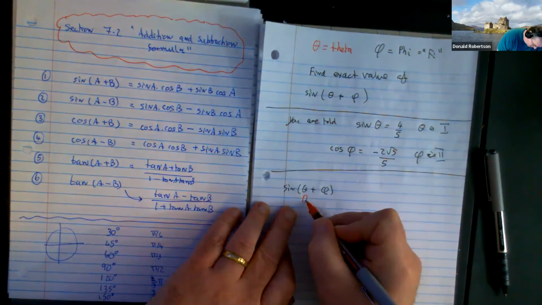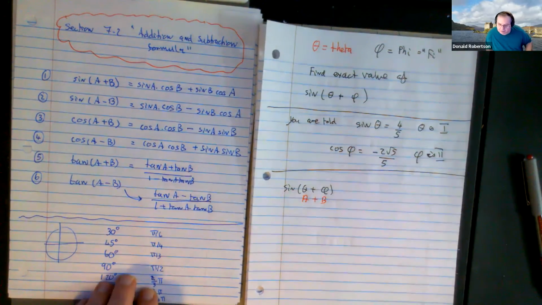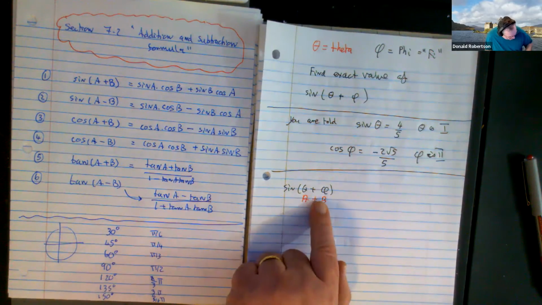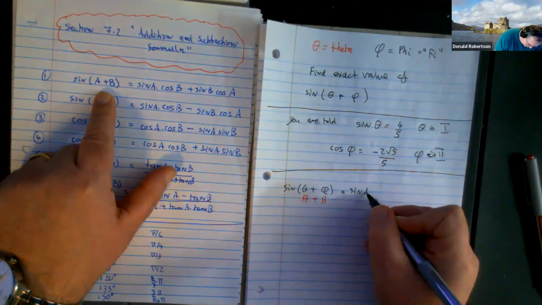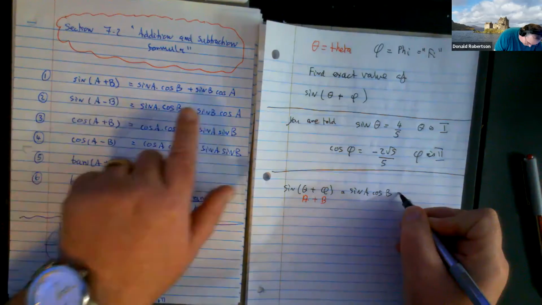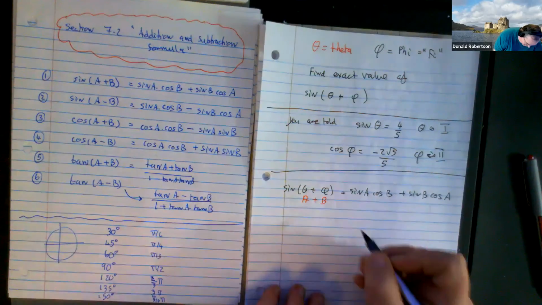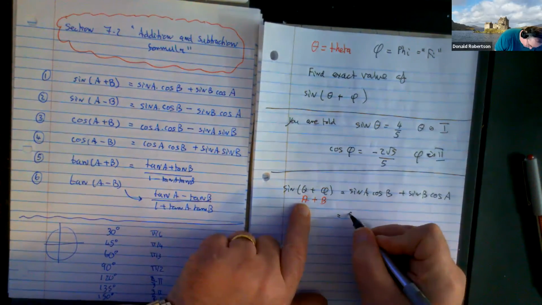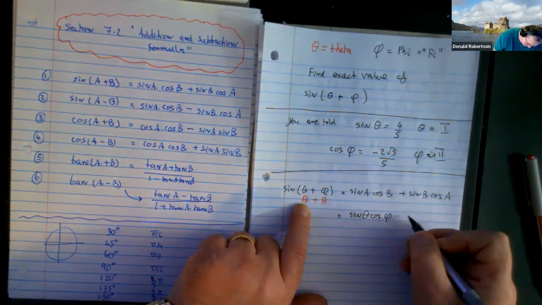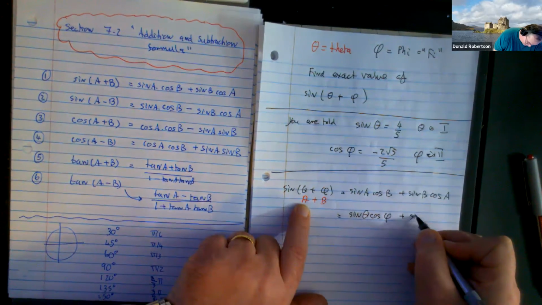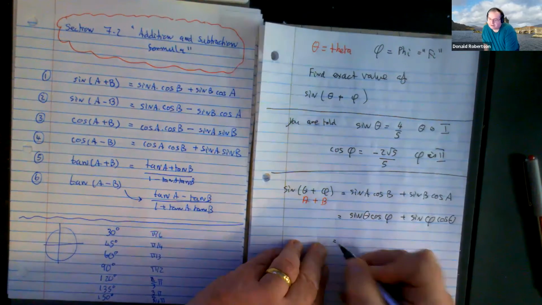If I call this guy A and I call this B, isn't this a sine of A plus B? Great. A plus B. And the sine of A plus B is the sine of A cosine of B plus the sine of B cosine of A. And in this particular case, since A is going to be theta, it's a sine of theta cosine of phi plus the sine of phi cosine of theta. So far, so good.